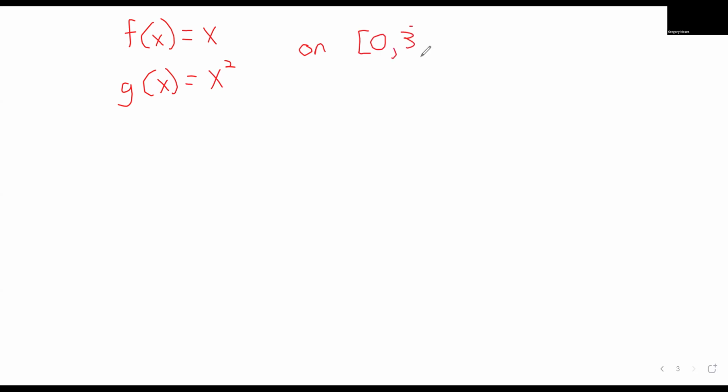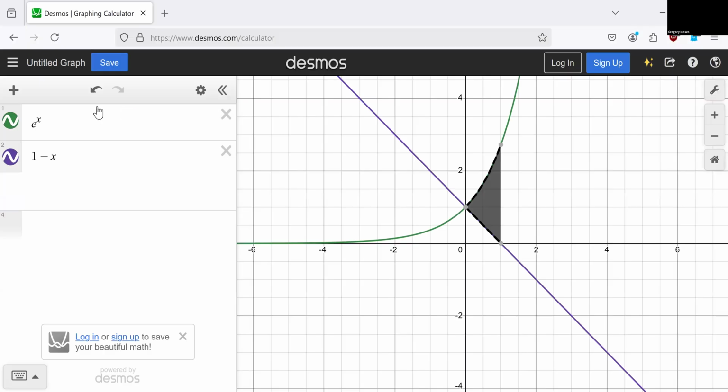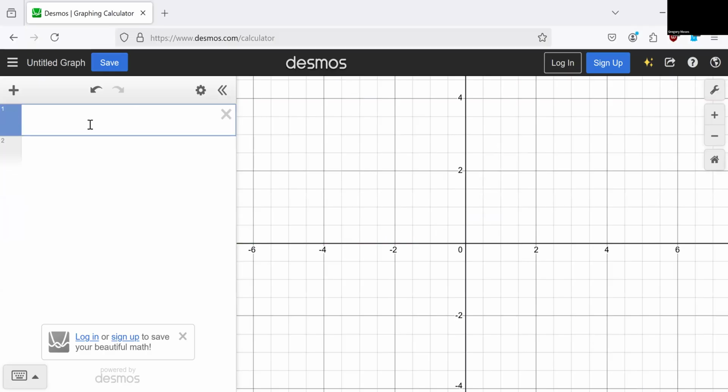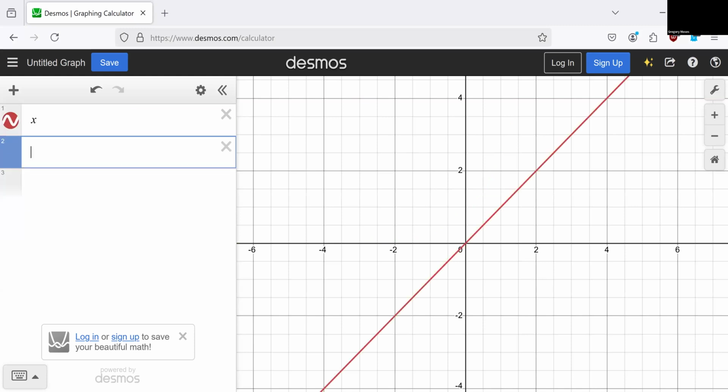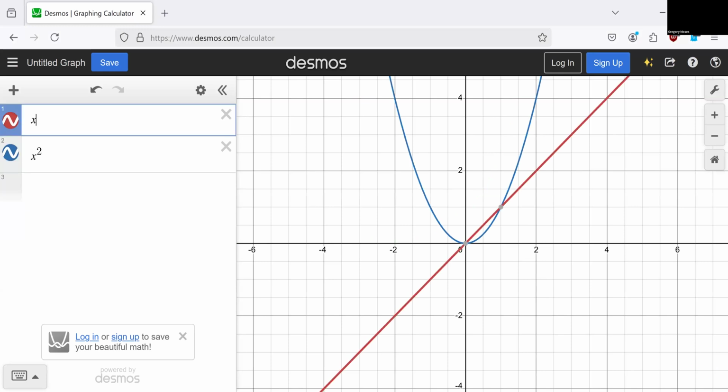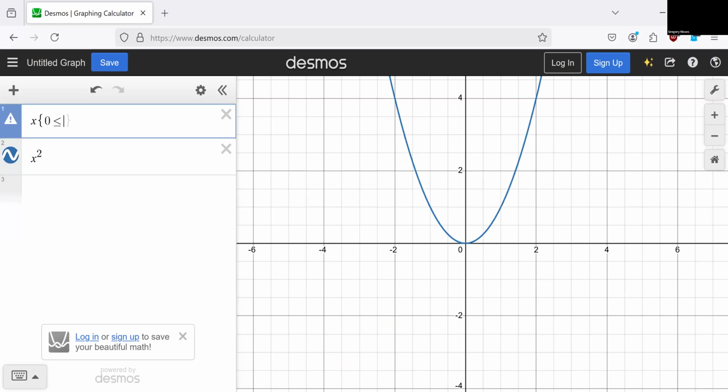We're not going to need any fancy integration techniques here, but we are going to have to think what to do. And again, if we go back to Desmos, let's see, I have to share everything because I'm recording this. It won't show up if I don't. If we go back to Desmos and we look at x and x squared, we're looking at both of these on intervals from 0 to 3.